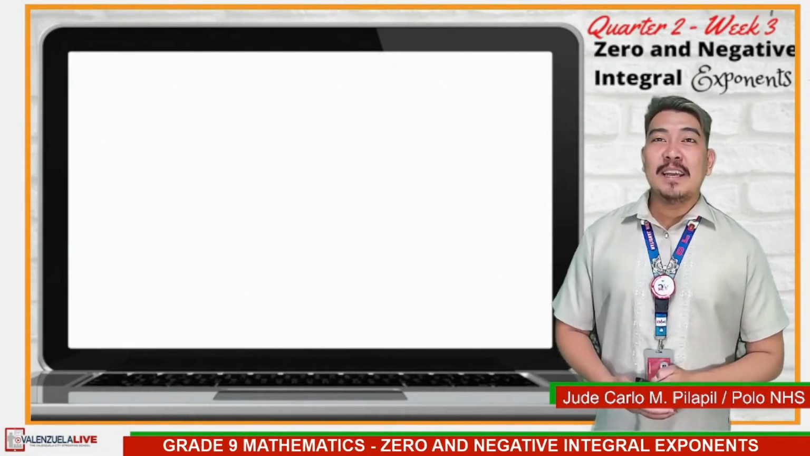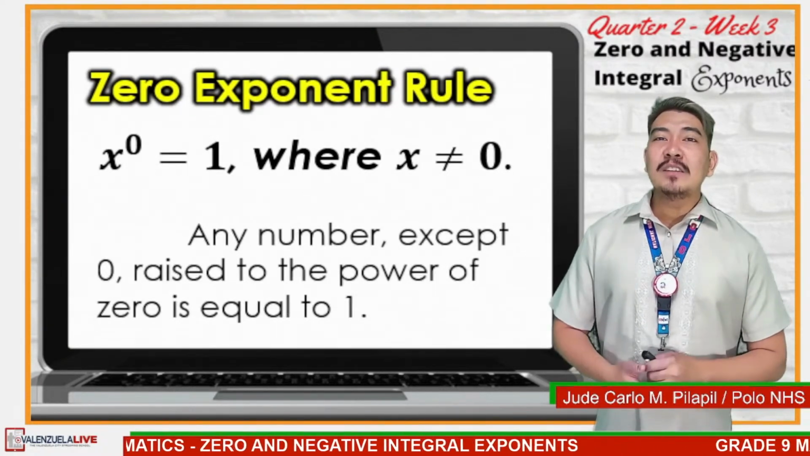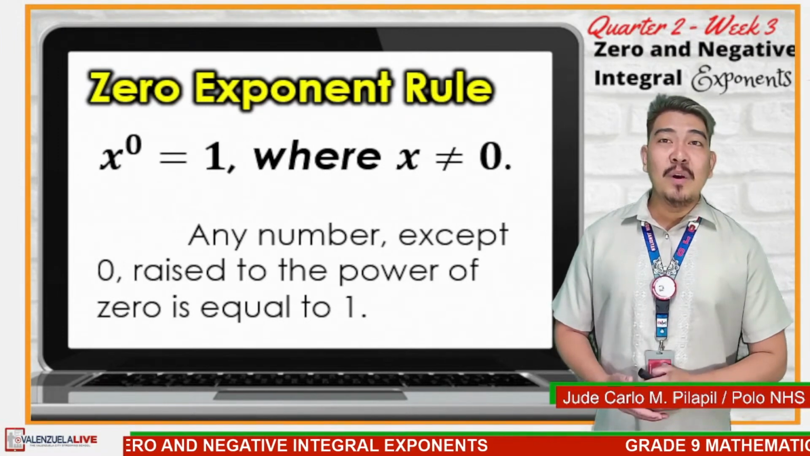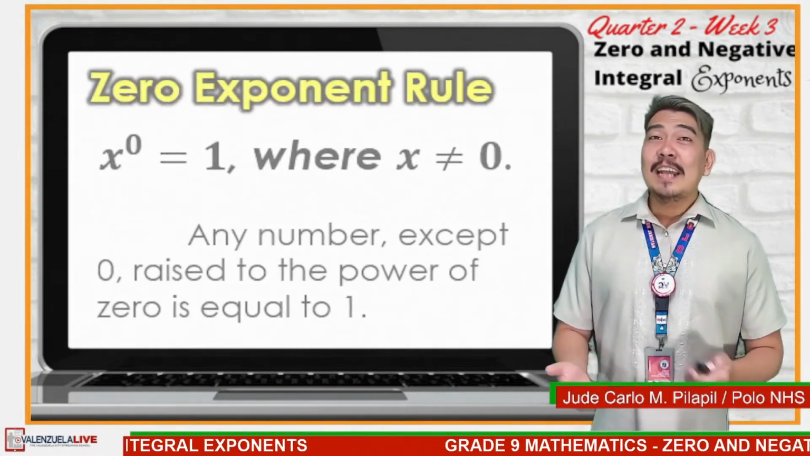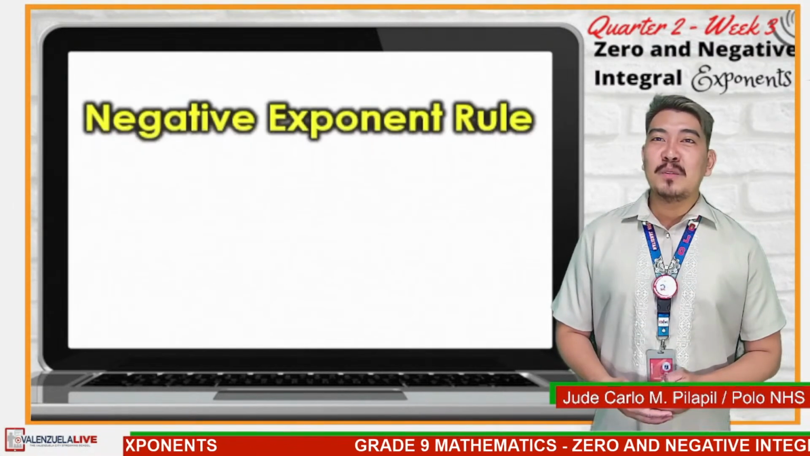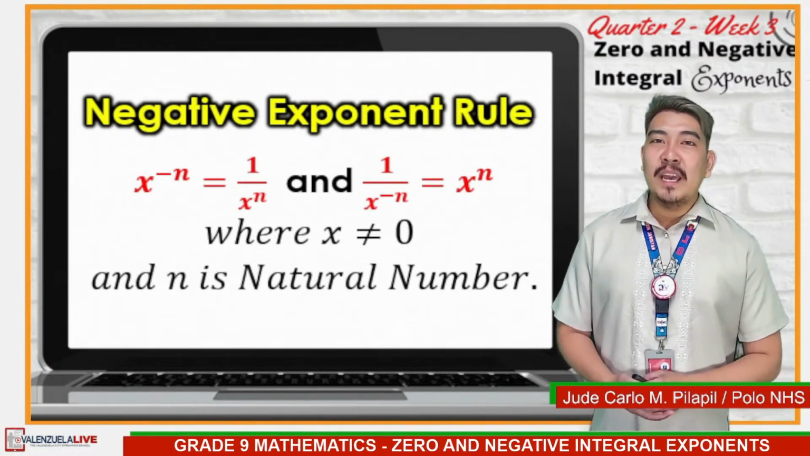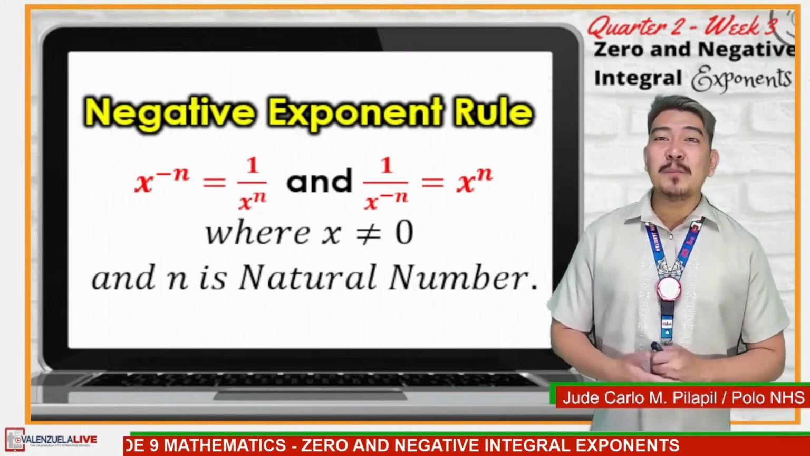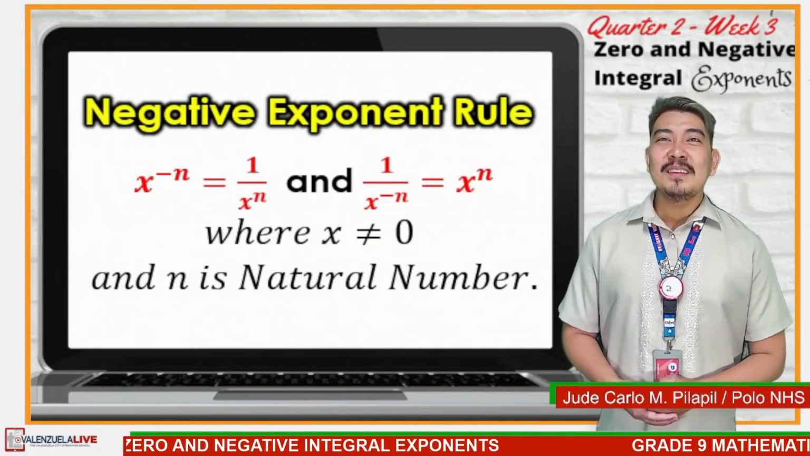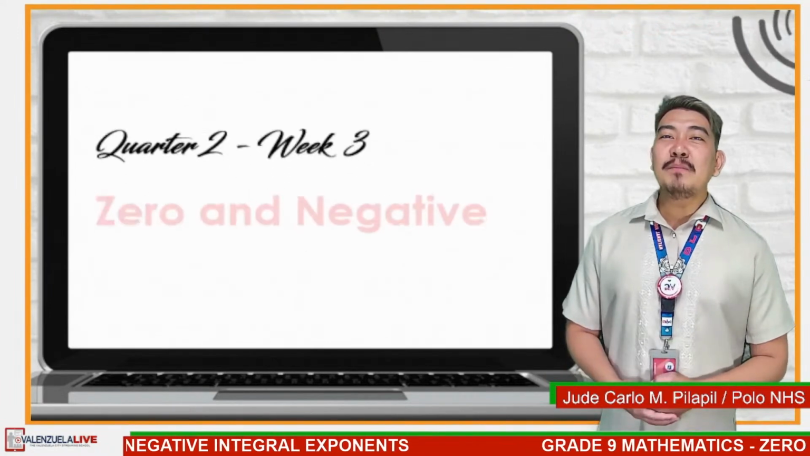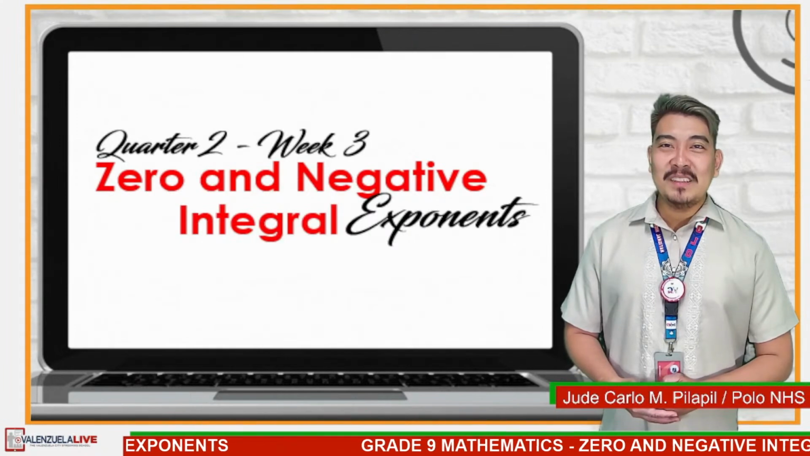The next one is the zero exponent rule. It states that any non-zero number raised to 0 is equal to 1. Lastly, the negative exponent rule. And it states that if an expression has a negative exponent, we just need to get its reciprocal, then change the exponent to positive. I hope that you've learned something for today about the zero and negative integral exponents.